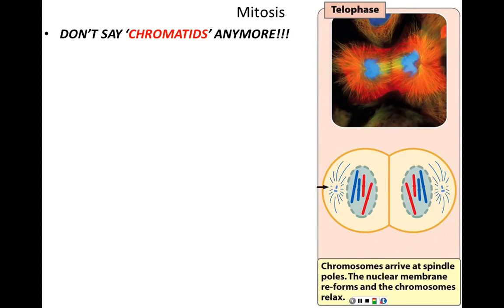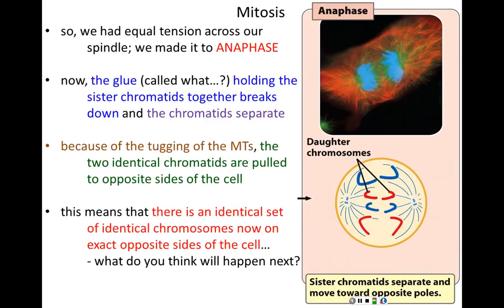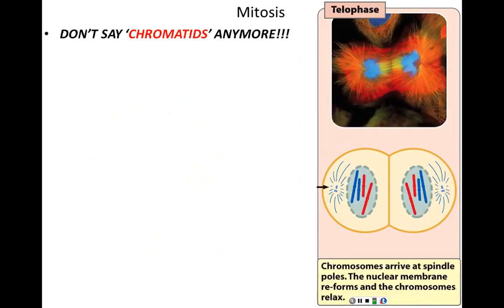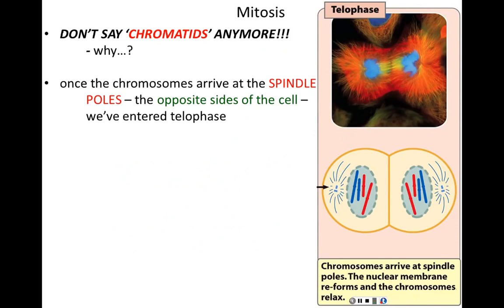Don't say chromatids anymore. Don't say sister chromatids anymore. Why not? Well, the term sister chromatid refers to two identical chromosomes that are physically stuck together. Once we proceed past anaphase, we have separated those molecules into two independent molecules. They're not stuck together anymore. So we no longer have sister chromatids, we have independent chromosomes.